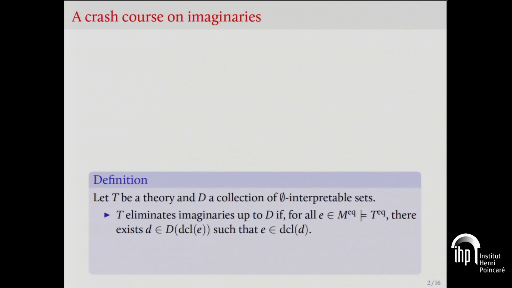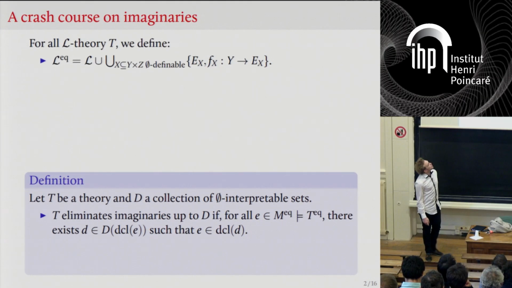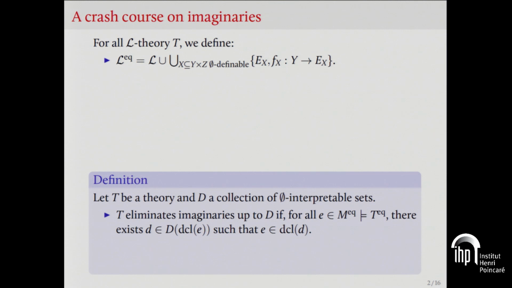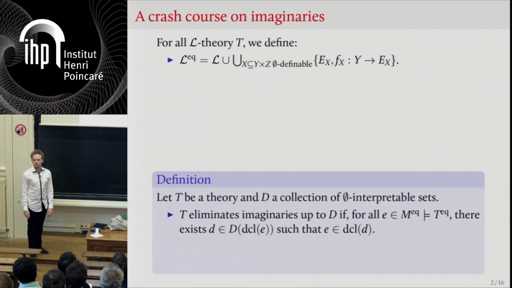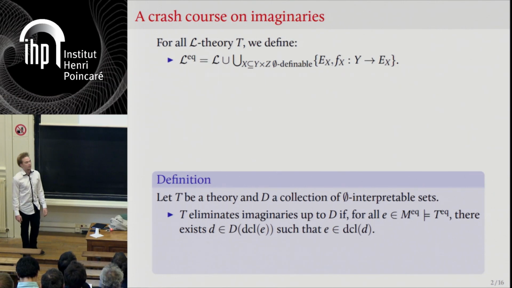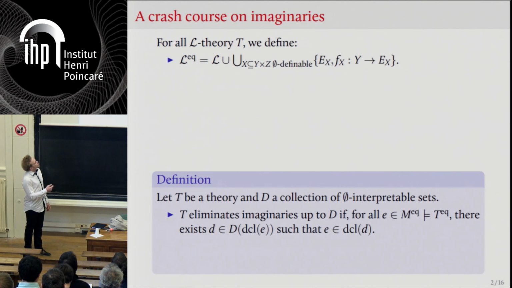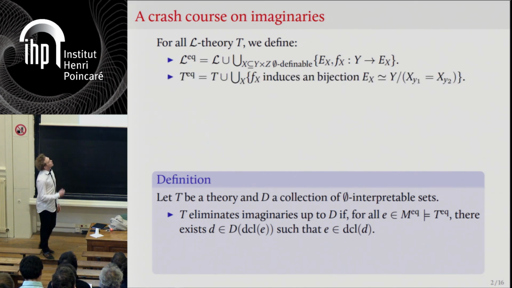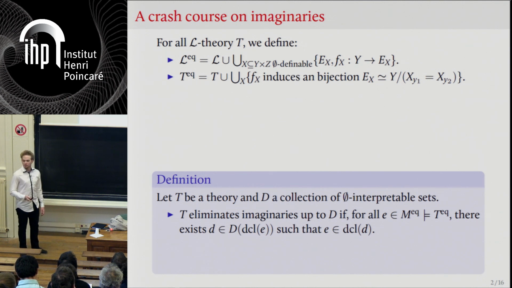So let me get into what this EQ thing is, which is adding all the imaginaries. So if you start with an L theory T, you can define the following language LEQ, which is a language where you forcibly add moduli spaces for definable families of definable sets. So you add a new sort, which will be interpreted as the moduli space, and you add a function f, which is going to give us the point corresponding to the fiber in the moduli space. And then you write a theory T that says that you've done exactly that.